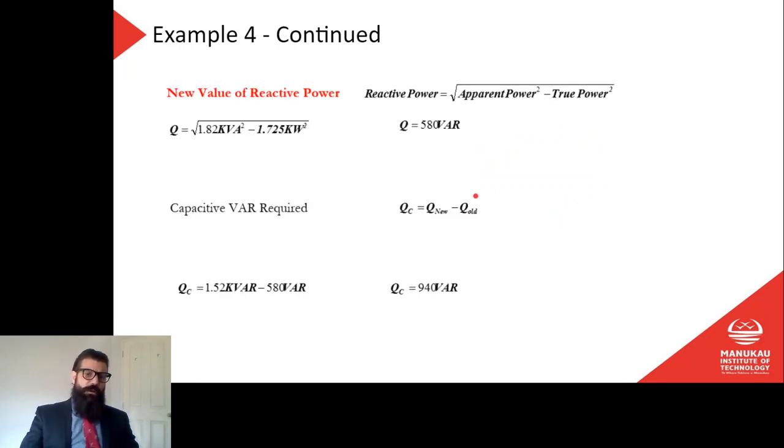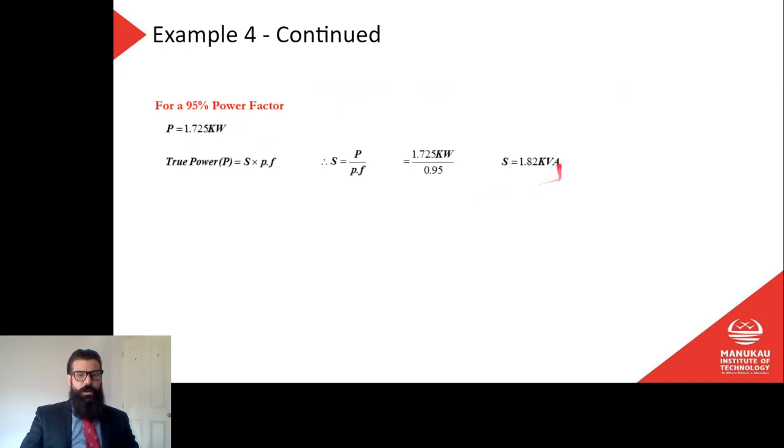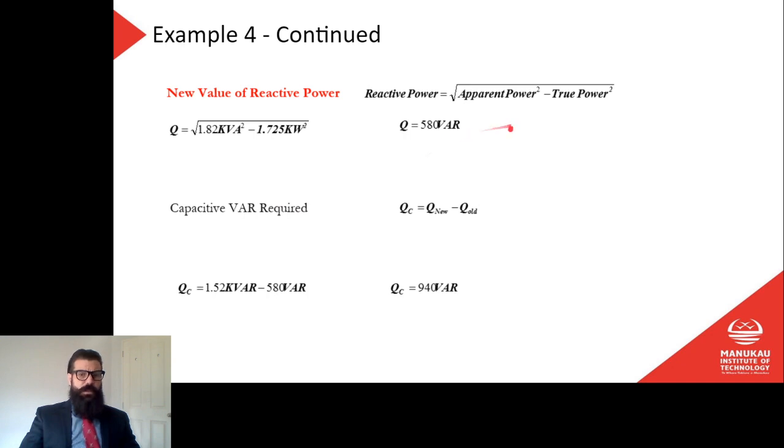So let's then work out what our new value of reactive power will be. Well, we know what our new value of apparent power should be, and we know what our value of true power is, and that won't change. So I can just use Pythagoras again. Reactive power will equal apparent power squared minus true power squared. So the Q equals 1.82, that's my new apparent power. 1.82 kVA squared minus 1.725 kilowatt squared equals a Q of 580 VAR.